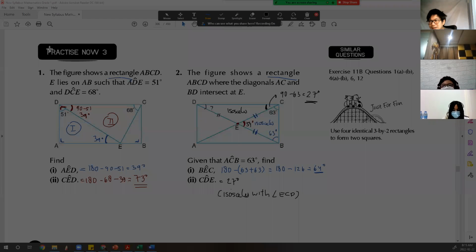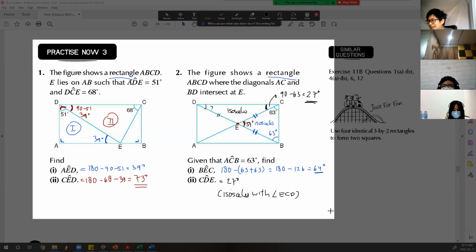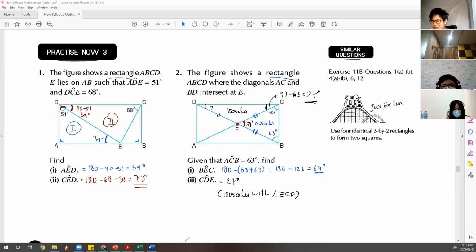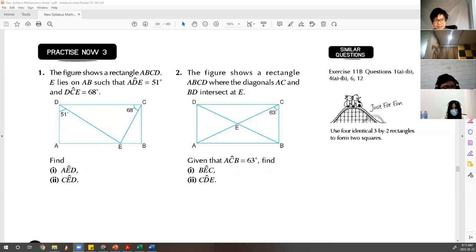Okay. Quite simple for the rectangle. Now we go for the next harder part, square. Oh, why square can be harder? Because the question, wait.